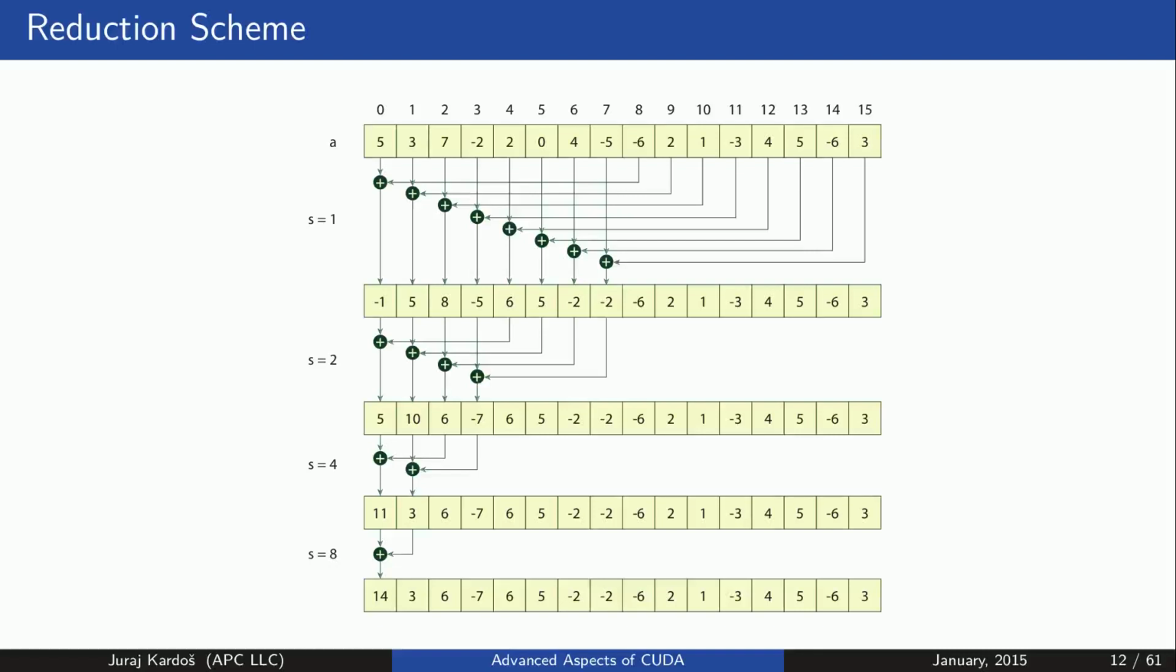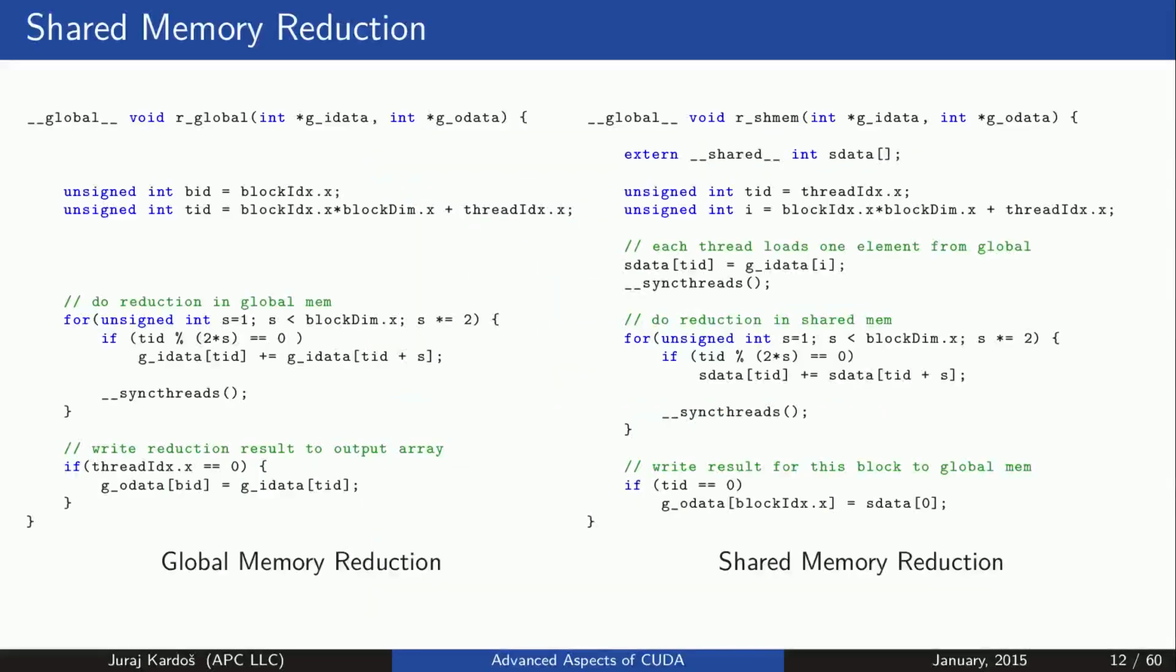You will see this reduction performed in global memory and its modification using shared memory, so that you can see what is the impact of shared memory on the performance. In this example, we will compare performance of reduction in global memory and its modification that uses shared memory.